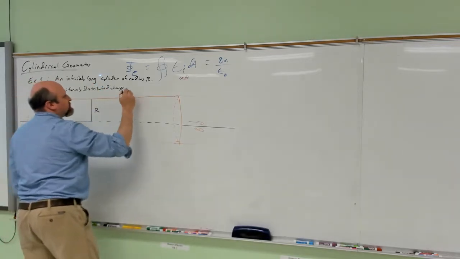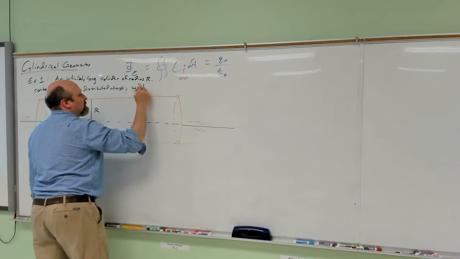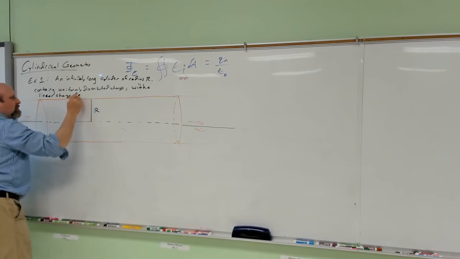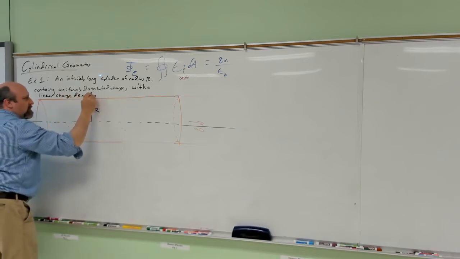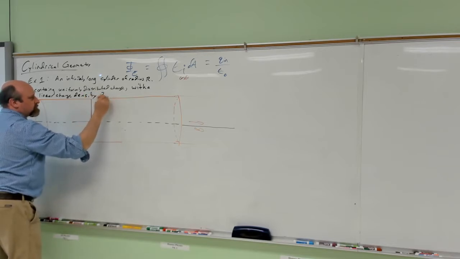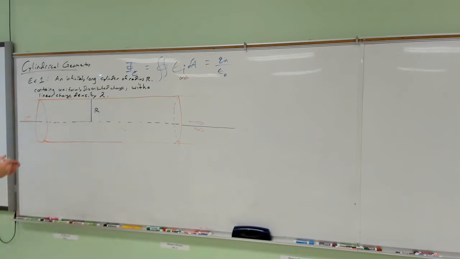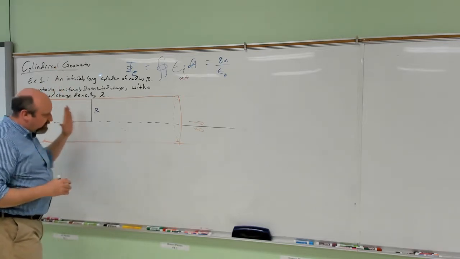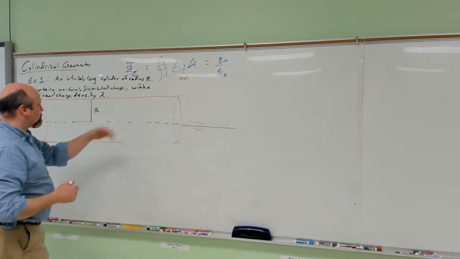So it's uniformly distributed charge with a linear charge density, and I'm going to use a Greek letter, lambda. Okay? So I'm telling you the charge is evenly distributed, and I'm telling you the set value is my charge per meter of length, coulombs per meter.